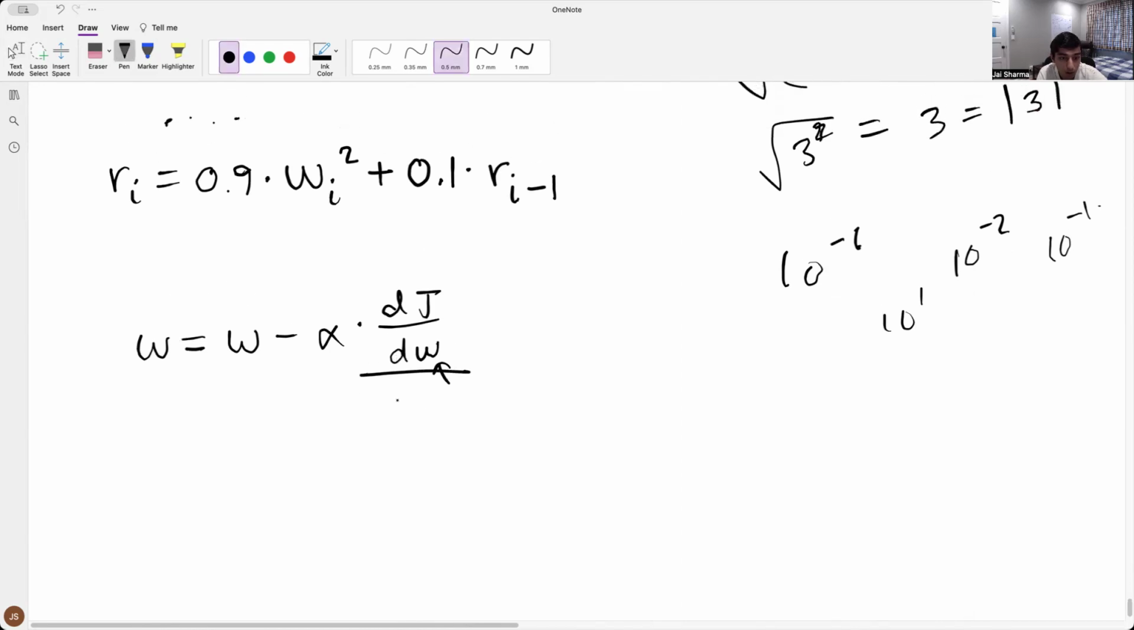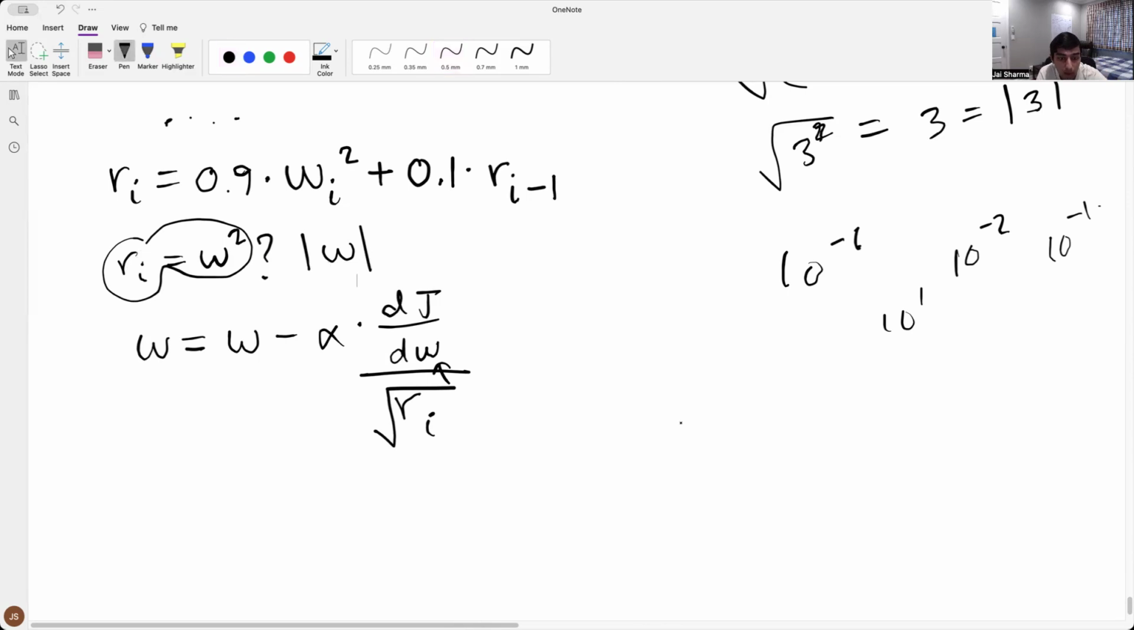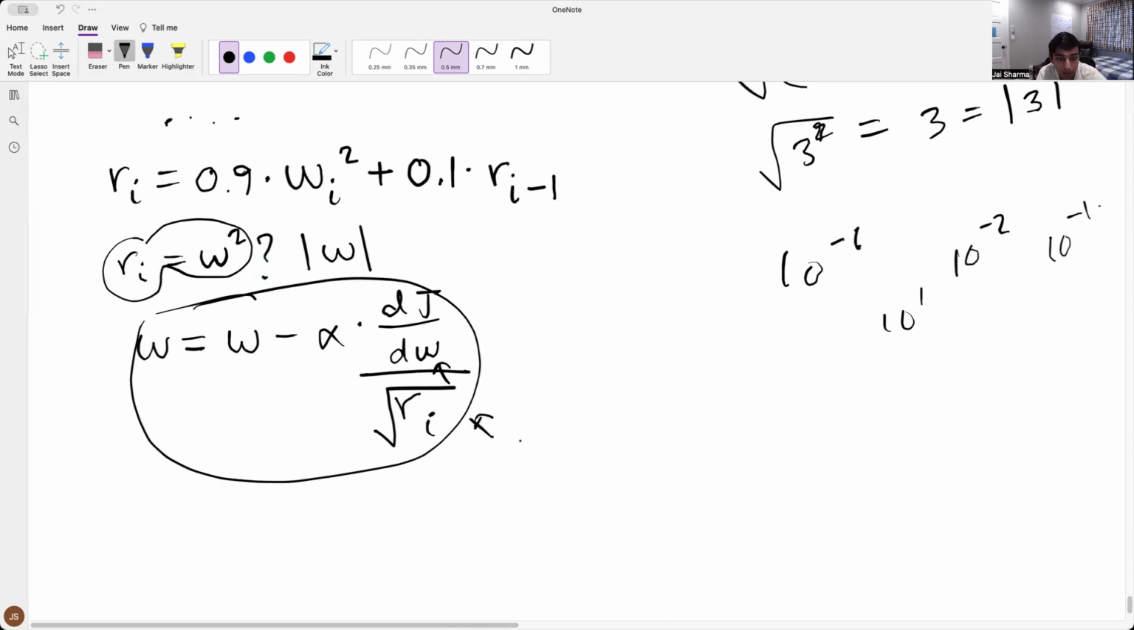right? So r i, and then square root that. So remember this w, so ri is approximately what is w squared, right? It's like answering the question of what is w squared approximately, right? But in order to get the absolute value of w, we want to divide by the absolute value of w. Then we can divide by the square root of ri. And so this would give us RMSProp.